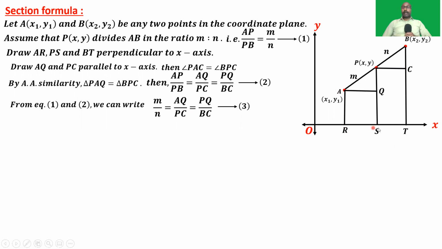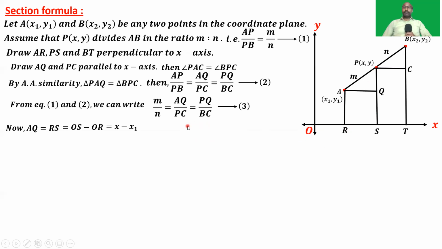AQ is nothing but RS, and RS is equal to OS minus OR. We know that OS is the distance from P to the y-axis, that is x, and OR is the distance from A to the y-axis, and that is equal to x1. So we can write AQ is equal to RS, and RS is equal to OS minus OR, and OS is equal to x, and OR is equal to x1. So AQ is equal to x minus x1.